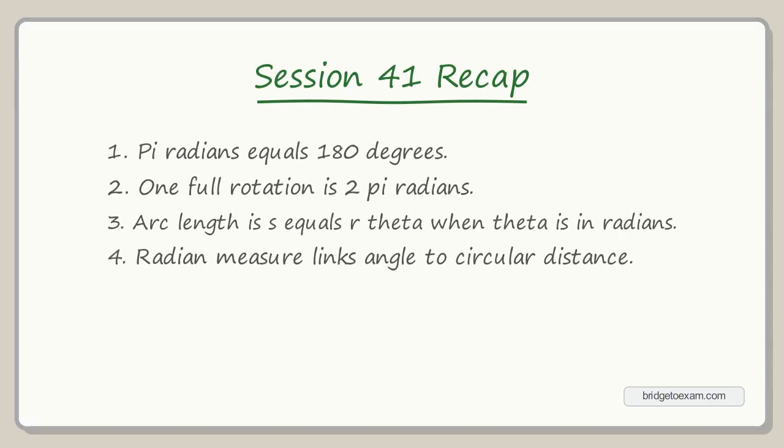Let's recap. Pi radians equals 180 degrees. 1 full rotation is 2 pi radians. Arc length is S equals R theta when theta is in radians. Radian measure links angle to circular distance.